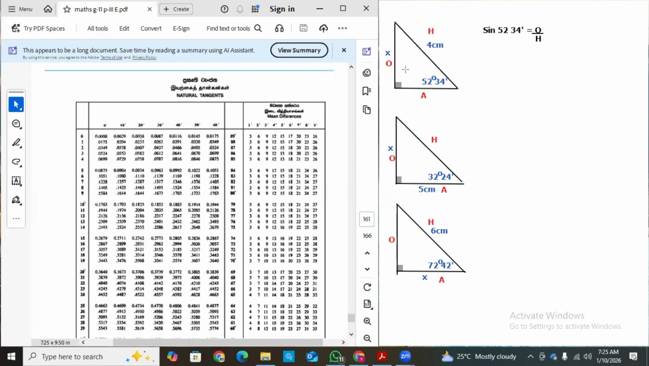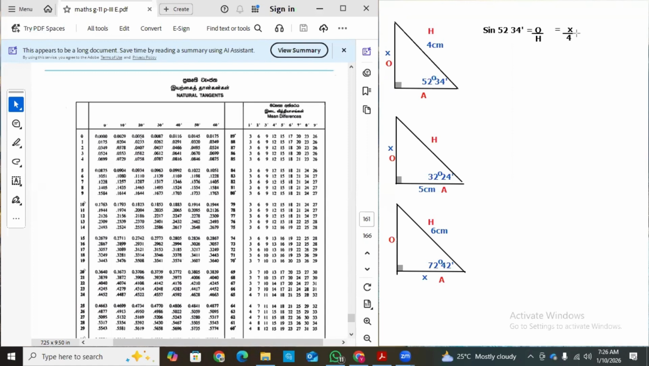Right. So opposite over hypotenuse. The opposite is x. We'll mark that one down. Equal. We are continuing x over, and the hypotenuse is 4. So it's x over 4. That's it. So now we have to find the sine 52, 34. So how to calculate that sine 52, 34?